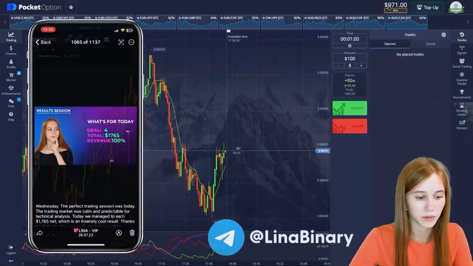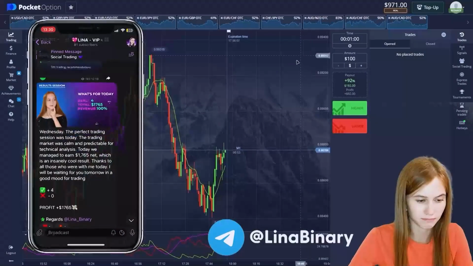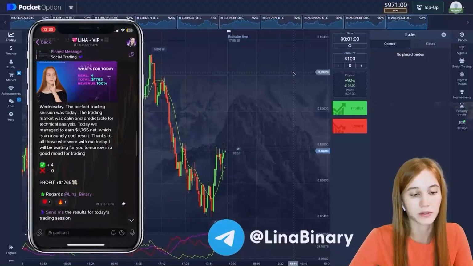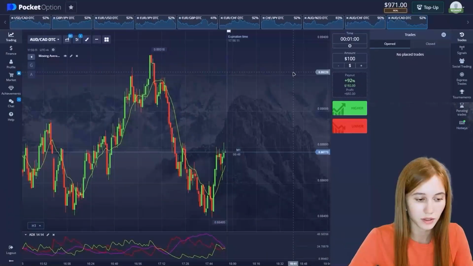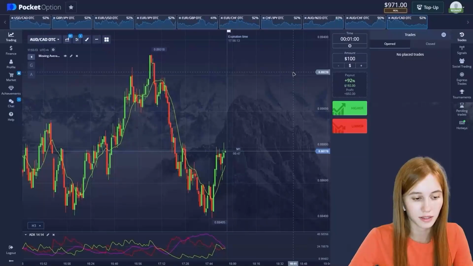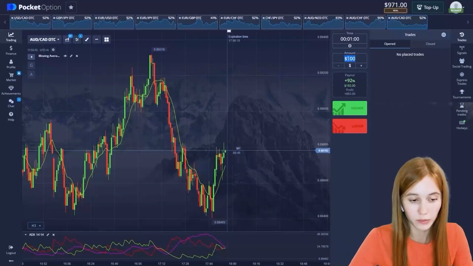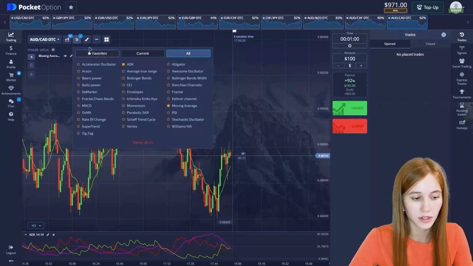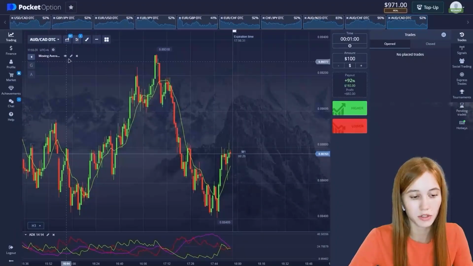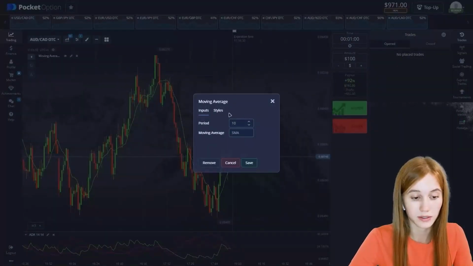Let's go through the settings. The deal amount was $100. We traded on minute deals and there was a minute time frame. We used two indicators, ADX and moving average. Let me show you the settings.